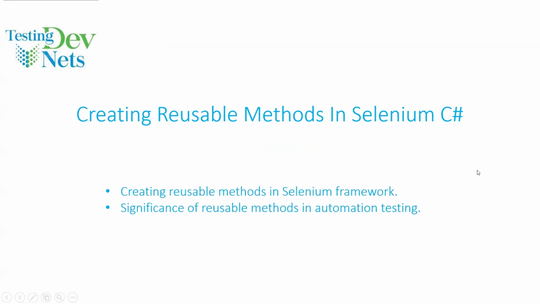Today, our topic is creating reusable methods in Selenium C Sharp. In previous videos, we have gone through creating the automation scripts for more than one test case. How are we going to use those automation scripts to create the reusable methods? To avoid the duplication, we have to create the reusable methods. Let's go ahead.